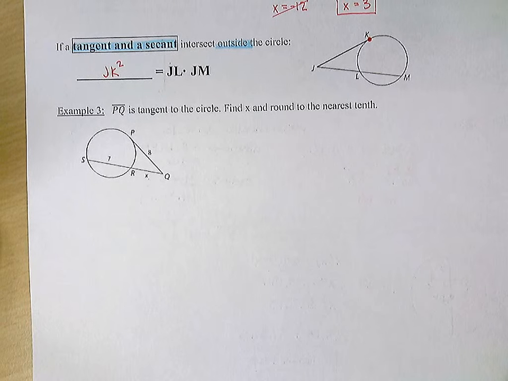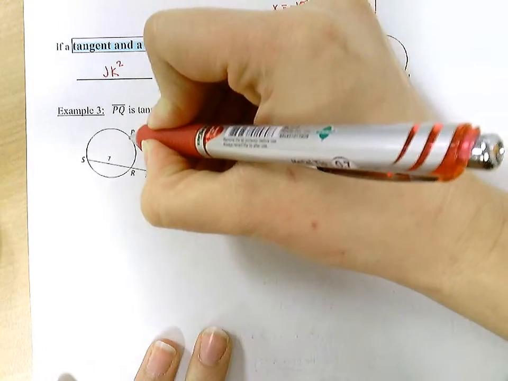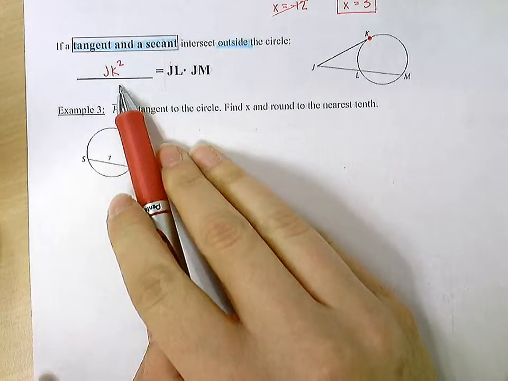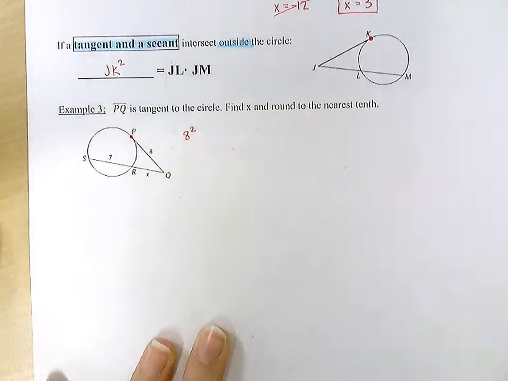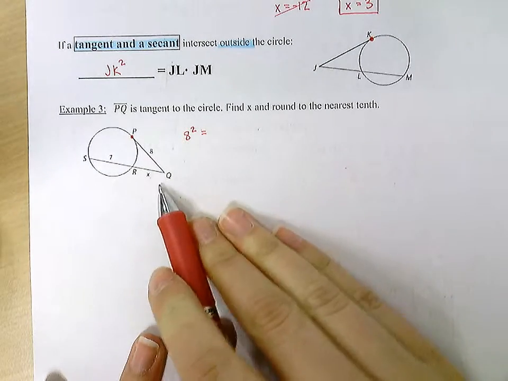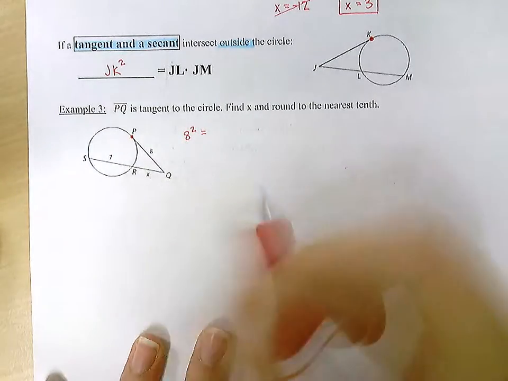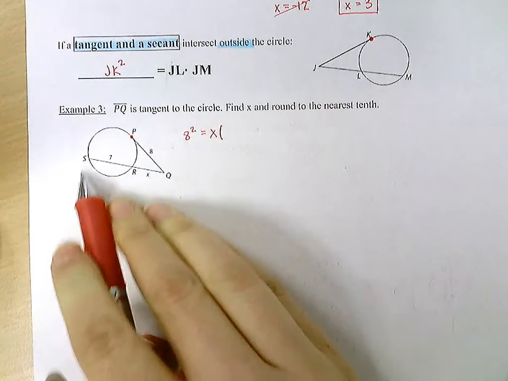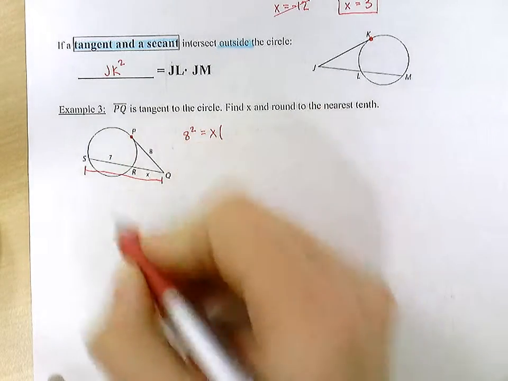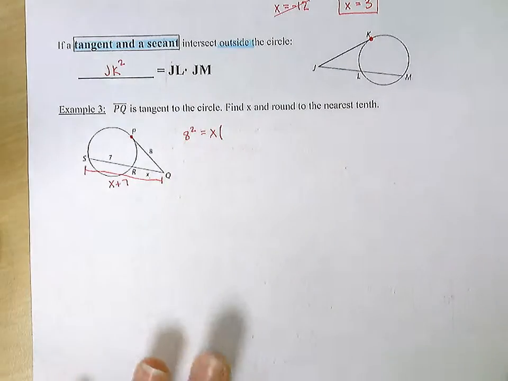All right, so we're going to go over an example of this. So PQ is tangent to the circle. We want to find x, and we need to round to the nearest tenth. Okay, so here, since we have this tangency piece, I'm going to take PQ and square it, because I have to square that tangent piece. So I'll end up with 8 squared. That's equal to, since this is a secant, you need the exterior piece, which is x, times the entire segment, SQ. And since that has an x in it, we need to have x plus 7 for that entire segment.